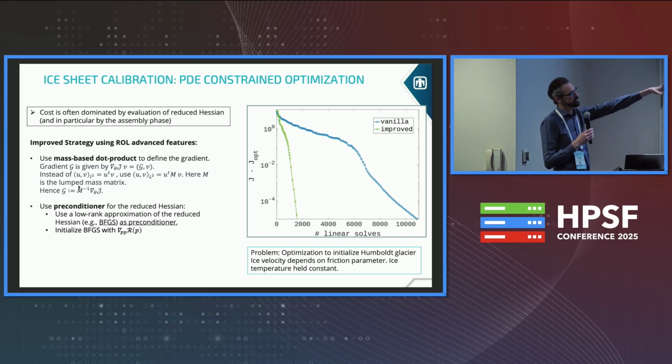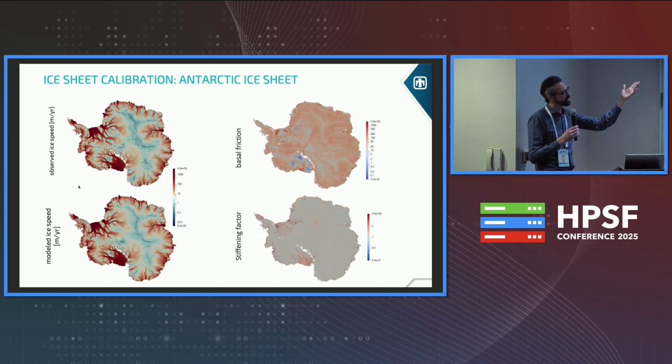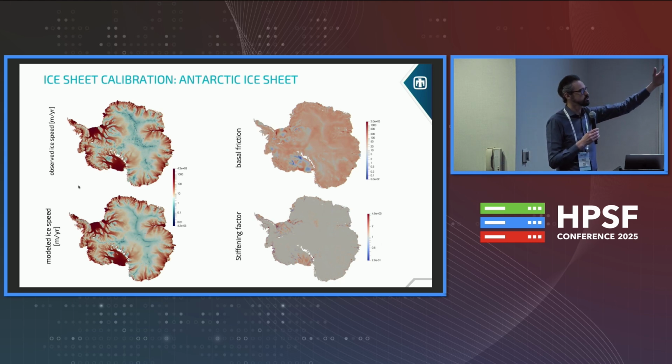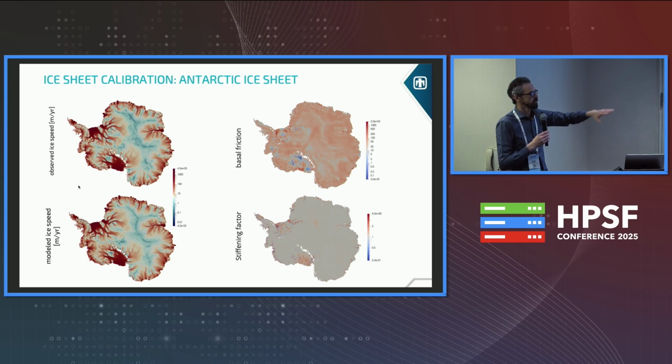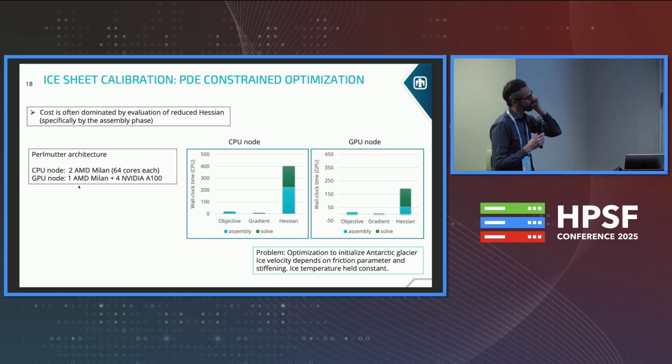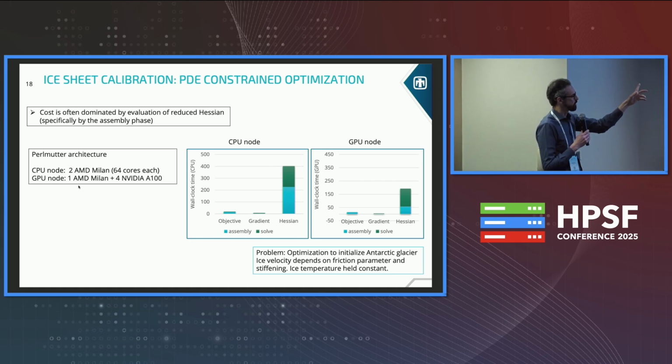So you can see that after we did these advanced methods, we improved the convergence by a factor of 5 or 6. This is another kind of example. In this case, we have Antarctica, and we found 2 parameters we're interested in. One was a basal friction, and the other one is a stiffening factor, which essentially is a correction factor for your rheology. And for this case, we ran both on CPUs and on GPUs on Perlmutter.